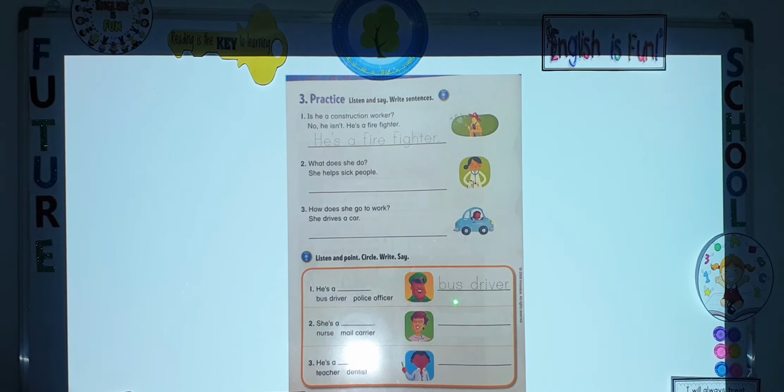The first thing you have to do is to circle bus driver and then trace. Trace. Bus driver. Take your time.